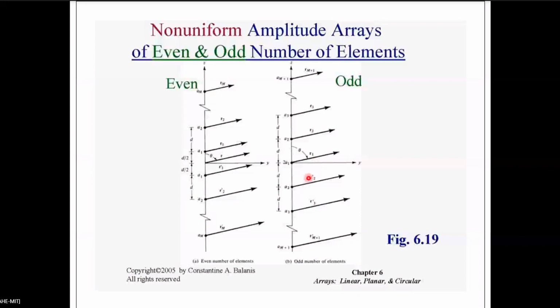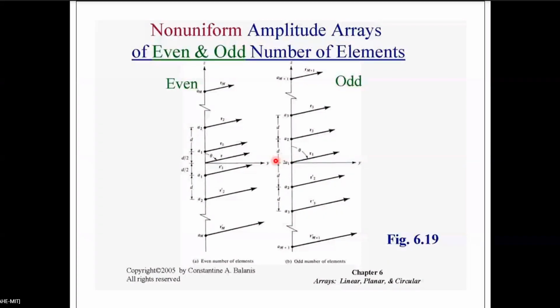So here, even number of elements, and for the odd case you can see he has deliberately put 2a1 in the center. Everything else is a1, a2 like that. Here 2a1, a2, a3, and there is a reason for making it 2a1: the equations will be very much similar. If you put a1, then you have a different type of equation. So it is easier if you use 2a1.